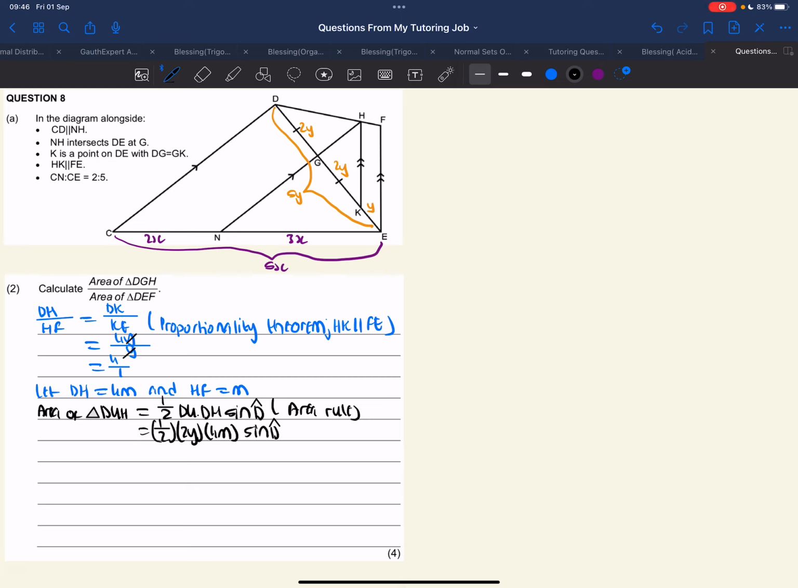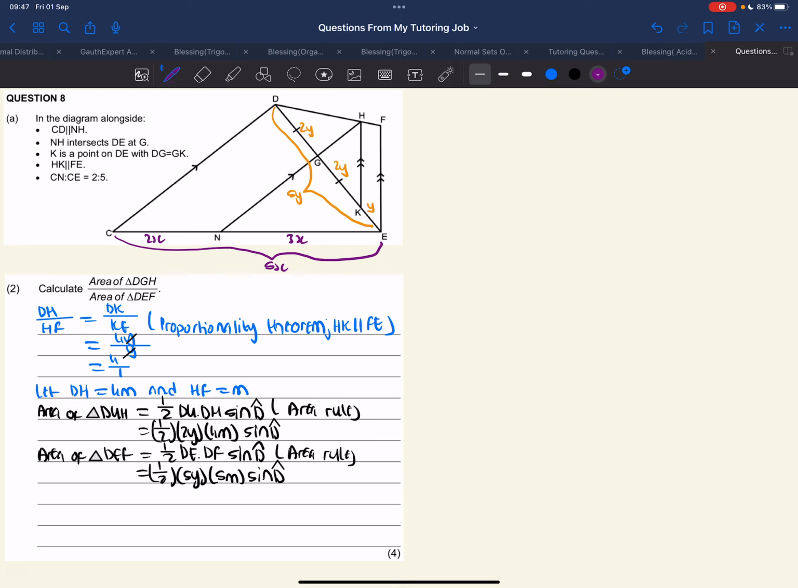Then sine angle D. Then we're going to say area of triangle DEF is a half of length DE multiplied by DF, and then sine of angle D. Also the reason here is going to be the area rule. Then we're going to say a half multiplied by DE, which is 5y, and DF is 4m plus m, which is also 5m. Then sine angle D.